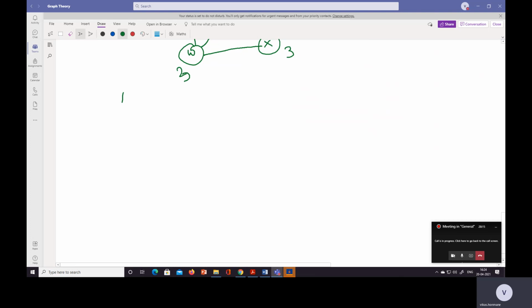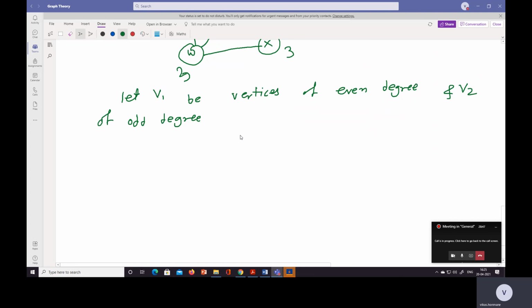So let v1 be the vertices of even degree and v2 the vertices of odd degree in the undirected graph G = (V, E), where V means vertices and E means edges, with m edges. So there are m edges.